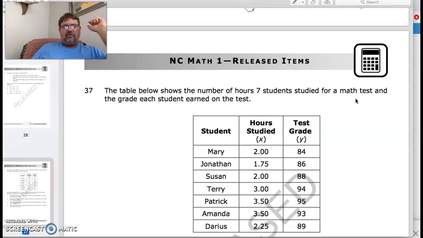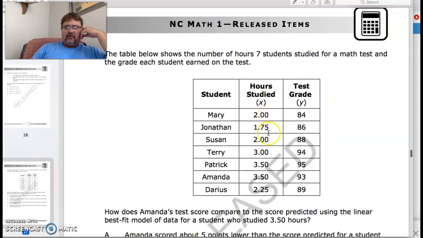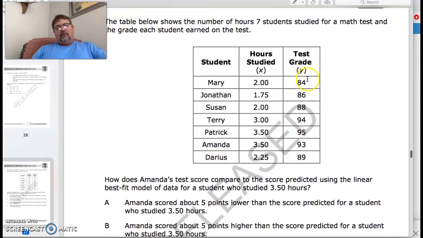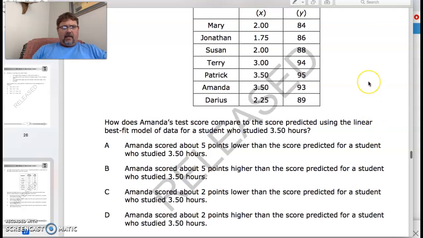So the table below shows the number of hours 7 students studied for a math test and the grade each student earned on the test. Okay, so here's our 7 students. The number of hours they studied is my x, and the corresponding grades they received are my y values. Now let's read the question here. How does Amanda, here's Amanda, we locate her in the table. How does Amanda's test score compare to the score predicted using the linear best fit model of data for a student who studied 3.5 hours?